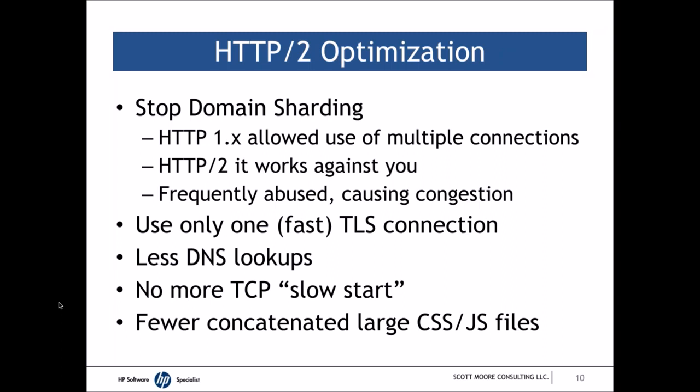So how do we begin to start optimizing this? We talked about the fact that when you have multiple connections, one of the things we try to do is domain sharding, which is using multiple domains and splitting up your resources to be pulled down between them.